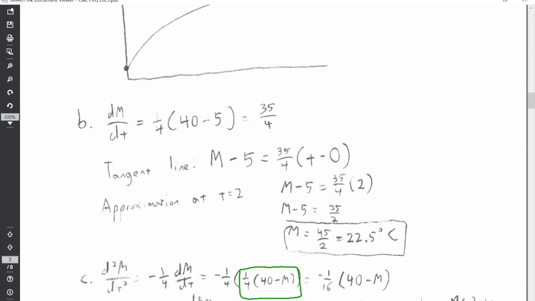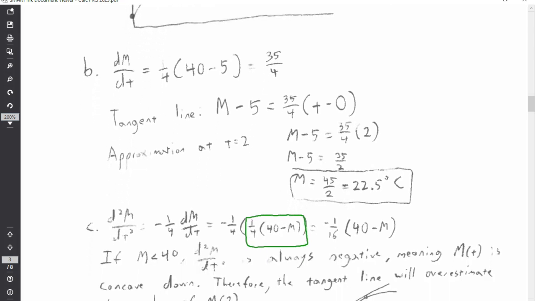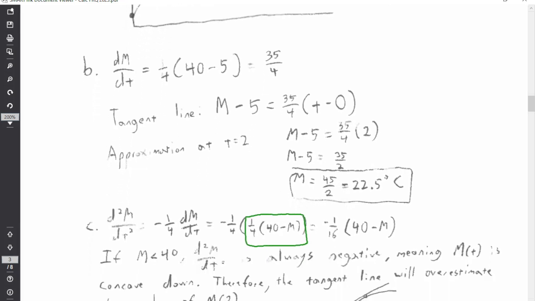Then after that, negative 1/4 times 1/4 is negative 1/16. And we were told earlier that m doesn't go above 40. So since m doesn't go above 40, this is going to stay negative the whole time, because it's going to be a negative times a positive in here. That's going to give us a negative.